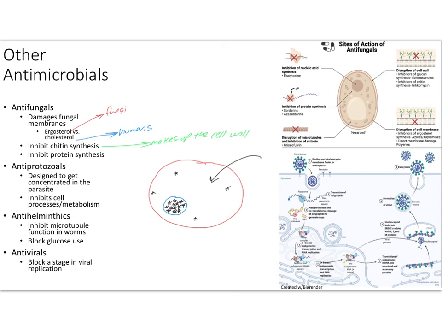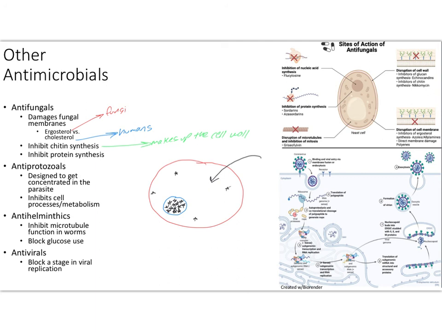Or the medication will work to interfere with their ability to use glucose to make ATP. And so that ends up killing the worm pretty quickly because they also need to make ATP just like we do. And if we interfere with their ability to make ATP, then they will die fairly quickly, and our body will be able to do the work to expel the worm after that.